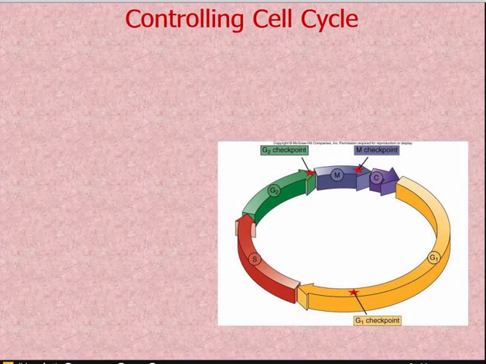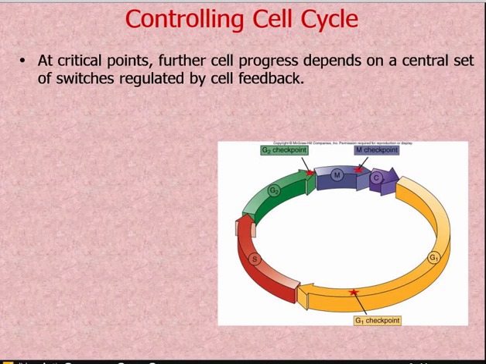Now, the cool part about a cell is that it's full of different on and off switches that control how the cell divides, and that's what we're going to talk about next. At critical points, further cell progress depends on a central set of switches regulated by cell feedback. If you see at the G1 point, there's a checkpoint. The cell literally looks at itself and makes sure that it's growing correctly. If it's not, it stops cell division and goes back and tries to make corrections.